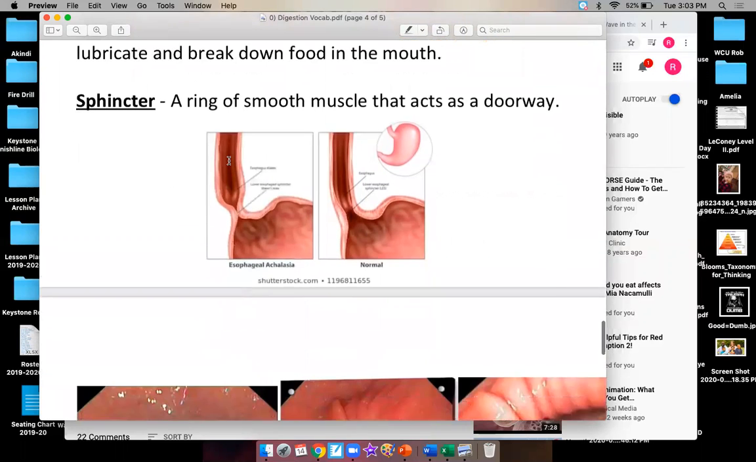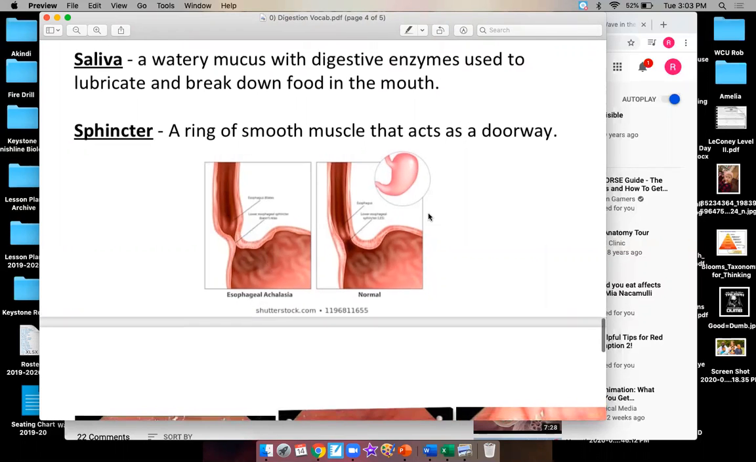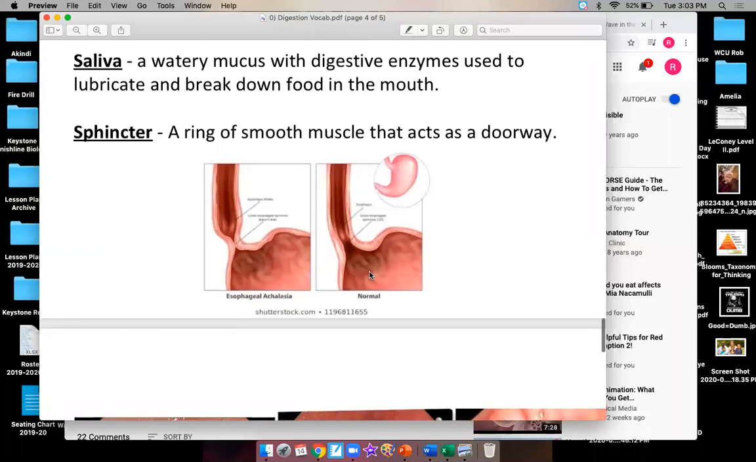So now we can move on to sphincter, a ring of smooth muscle that acts like a doorway, right? You're looking at the esophagus and the stomach. Right? Here's the bigger picture here. Esophagus, stomach, right where they meet, there's a doorway. This ring of muscle, it's going to squeeze, contract to be shut, and then open back up to allow food in. Again, I'm going to show you real pictures. So if you're squeamish, look away now.